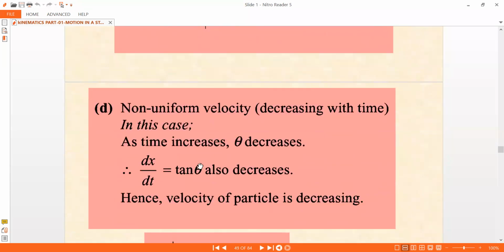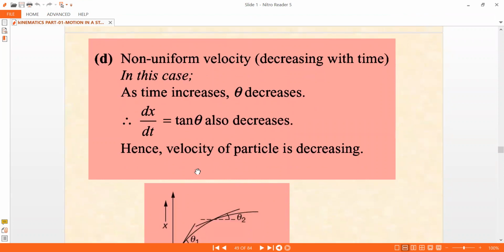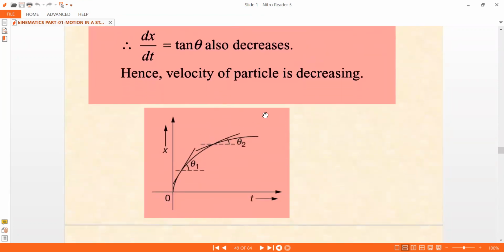Now let us move on. Non-uniform velocity decreasing with time. In this case, as the time increases, theta decreases. So dx by dt, tan theta, also decreases with time, and hence the velocity of the particle is decreasing. So that is a deceleration situation we are talking about. At each point you draw a tangent and look at the slope of the tangent. You see that theta 1 is greater than theta 2. If you take a third time interval, it will have the trend like this. The theta keeps on decreasing for the tangent. So that is the angle the tangent makes.